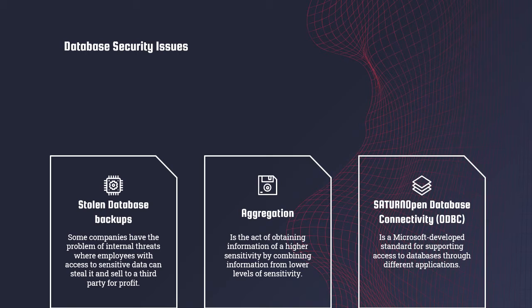Next is aggregation, which is the act of obtaining information of a higher sensitivity by combining information from lower levels of sensitivity. This information is then packaged into aggregate reports and then sold to businesses as well as local, state, and government agencies. The information can be used for marketing or consumer reporting.